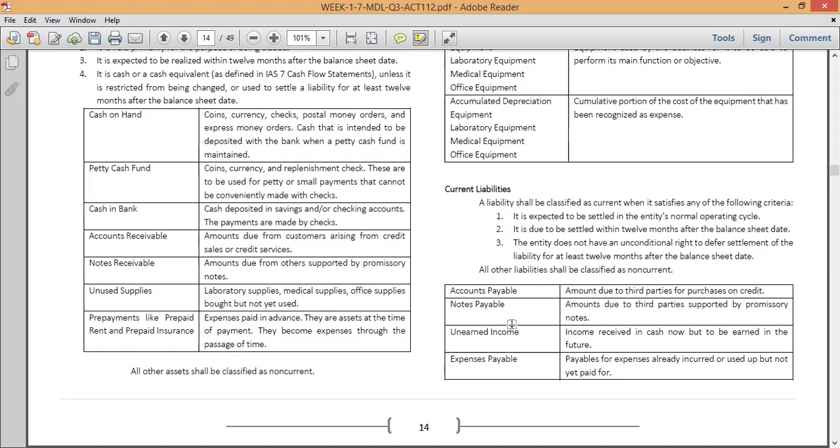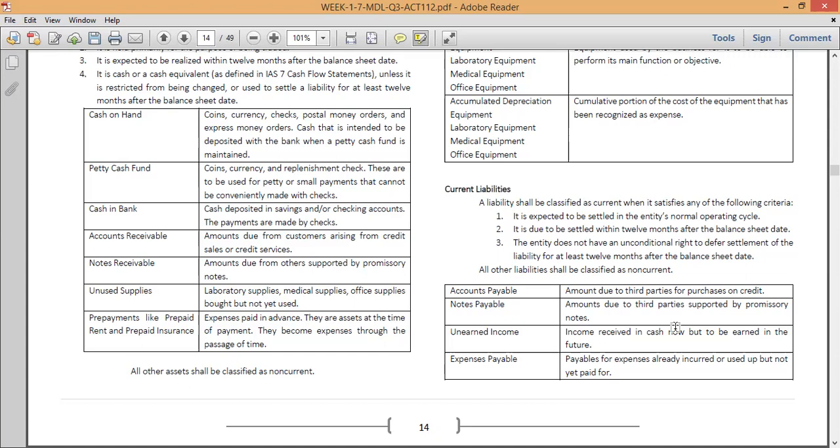Okay? Next is notes payable. So, katulad ng sa promissory note, gumawa ka ng promissory note na magbabayad ka sa ganitong buwan or sa ganitong araw. So, yun po, notes payable. So, I hope clear tayo dyan.